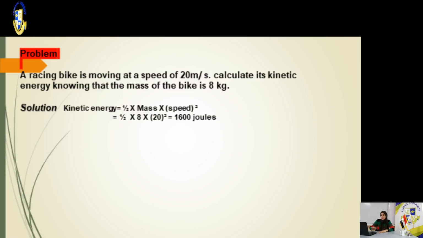Slide number 13. We have a problem. A racing bike is moving at a speed of 20 meters per second. Calculate its kinetic energy, knowing that the mass of the bike is 8 kilograms. Kinetic energy equals half times mass times speed power 2. So half times 8 times 20 power 2 equals 1,600 joules.